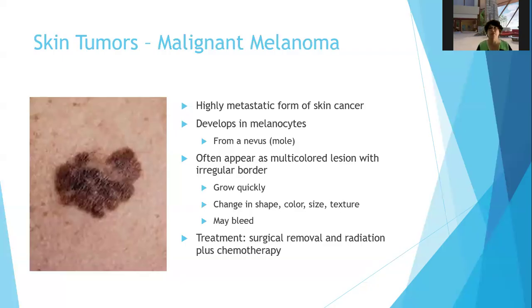It develops in melanocytes, which are the cells that create melanin, and usually from a nevus or a mole. They often appear as a multicolored lesion with an irregular border that grows quickly, changes in shape, color, size, or texture, and may bleed. So the treatment is surgical removal and radiation plus chemotherapy, because it easily metastasizes or spreads to other areas of the body.